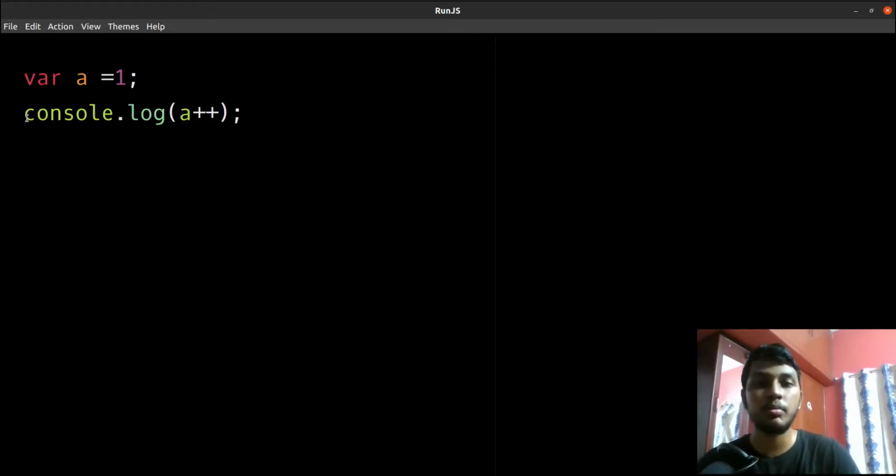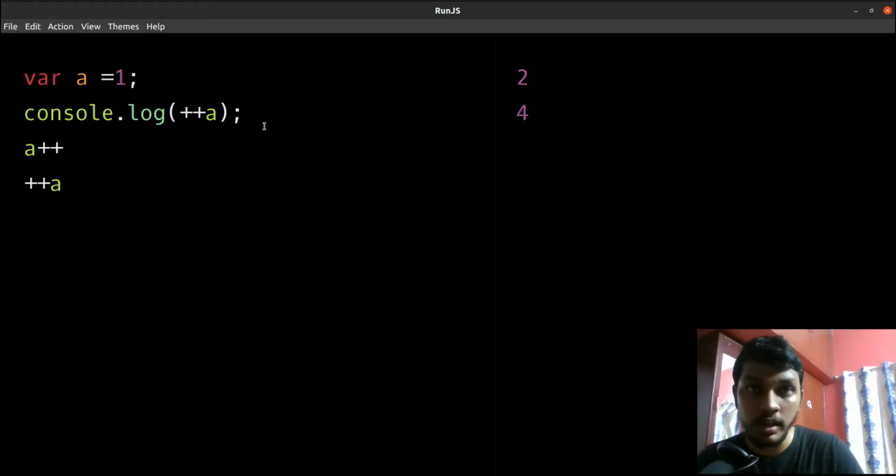Now let's take a look at the pre-increment operator. Let's just say plus plus a. The value of a is incremented when the statement is being executed. I hope you understand the concept of the pre-increment and post-increment operators. When you put a plus plus, this is the post-increment operator. That is, the value of a is incremented only after the statement gets executed. When you put plus plus before the variable name, that is plus plus a, the value of the variable gets incremented when the statement is executed.